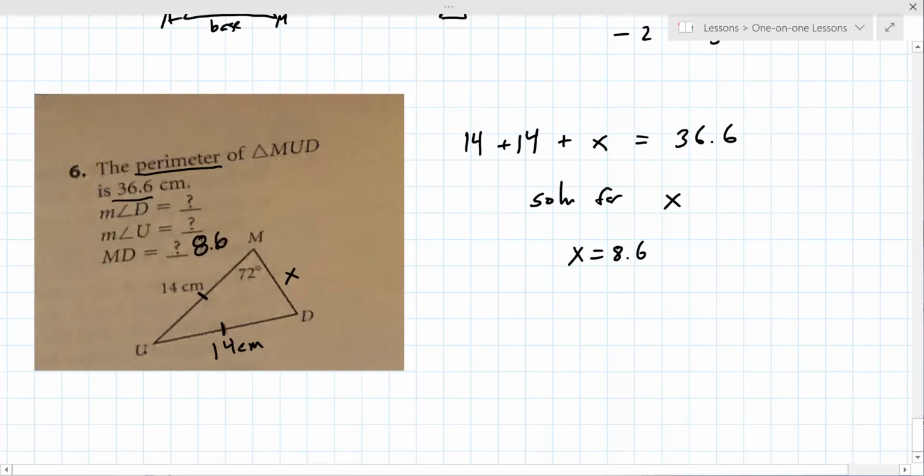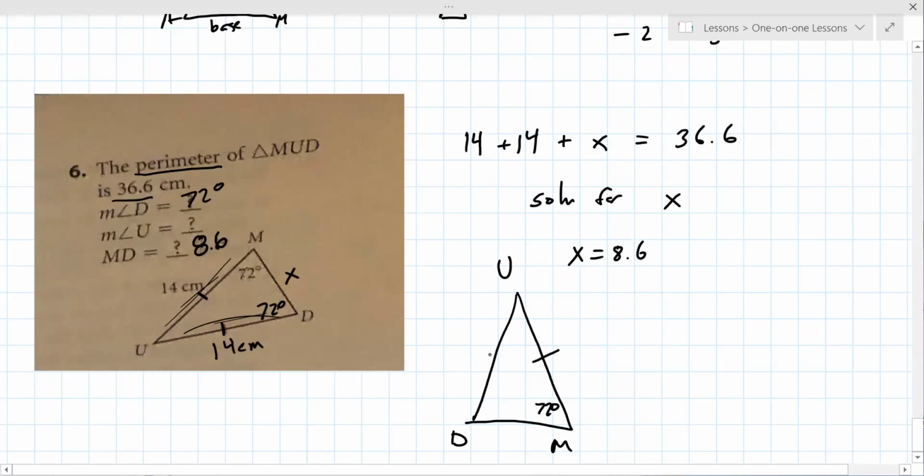This is an isosceles triangle. It's not drawn such that it looks like an isosceles triangle. I don't have the ability to rotate this. I keep looking for that feature. This angle is also 72 degrees. Because these two sides are the same, these two base angles have to be the same. So that's how you know that that's 72 degrees. Again, if it's not clear, if I draw it the more traditional way where this is D, this is M, and this is U, the given one is 72 degrees, and we know that this side is equal to this side.